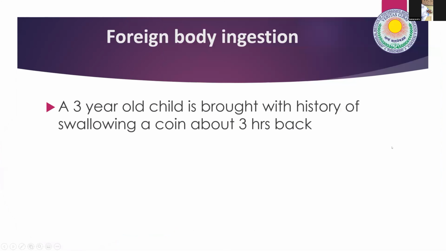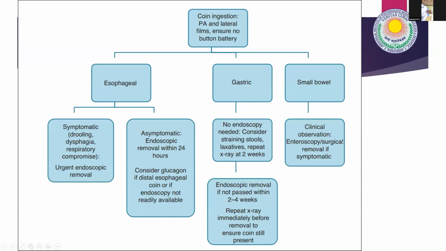So next, I thought I would add a few slides on foreign body ingestion, even though it has been covered. This 3-year-old child is brought with a history of swallowing a coin about 3 hours back. What would we do? This is straight from NASPGHAN guidelines. We would ensure that the child is not sick. If the child is not sick, then we would take the child up for an X-ray and identify. Otherwise, we will stabilize and then take the X-ray.